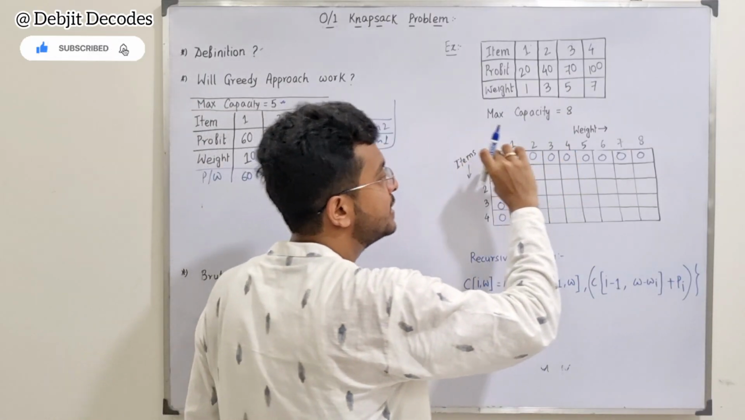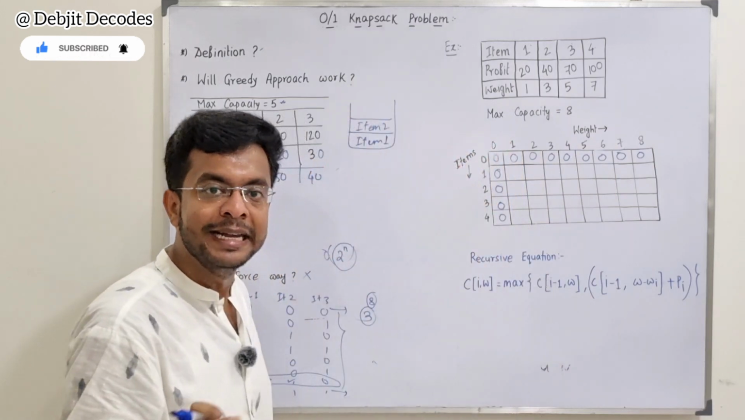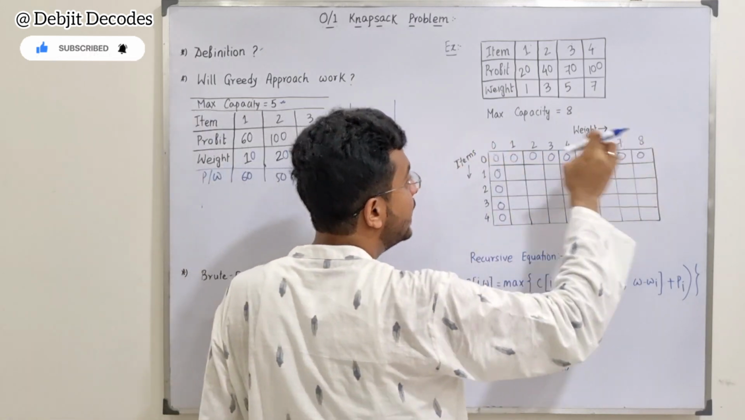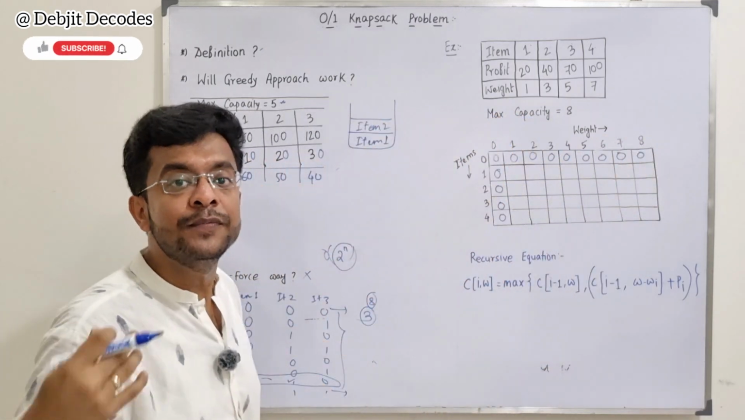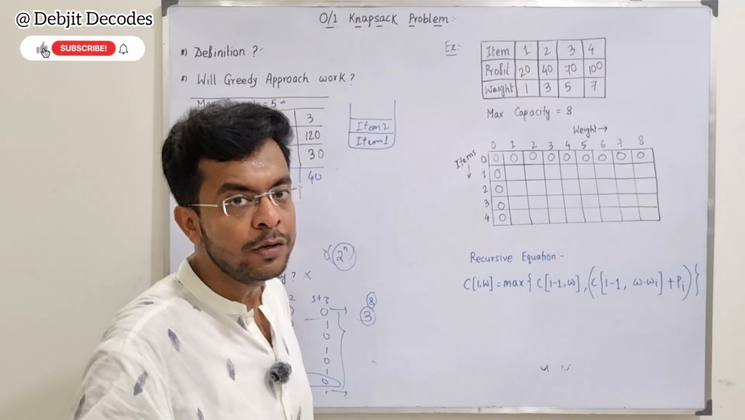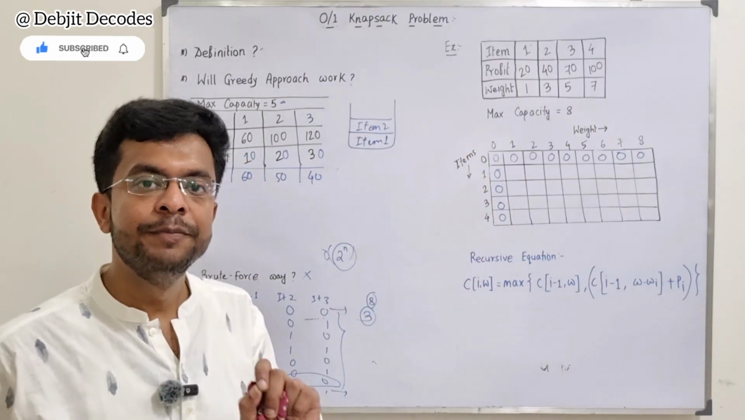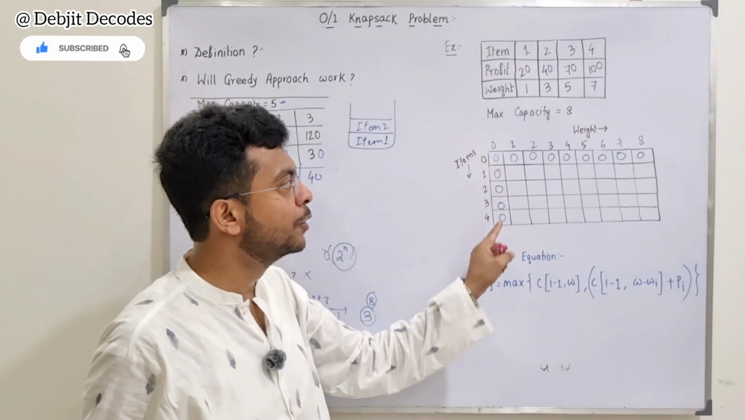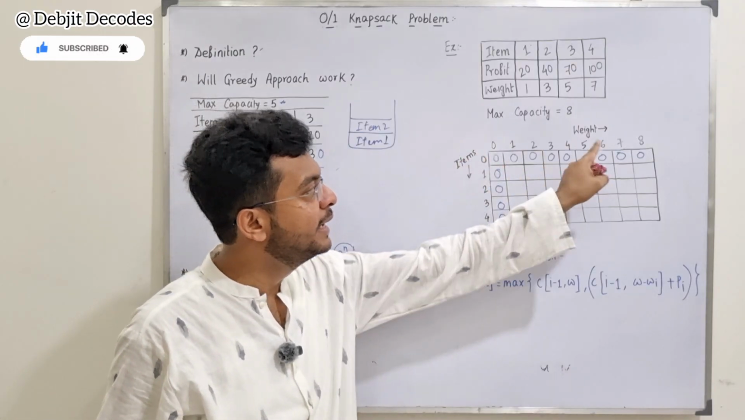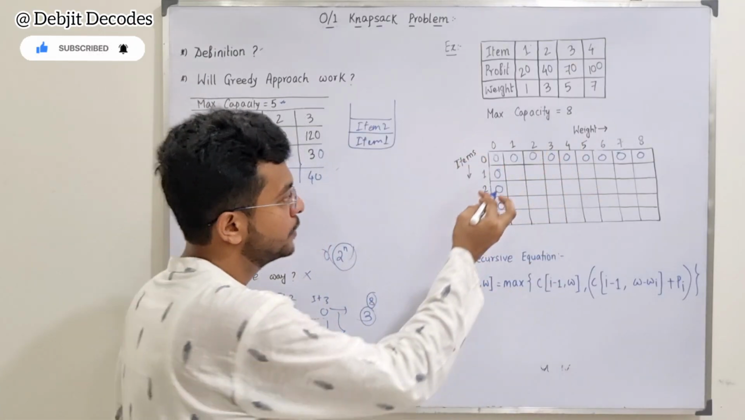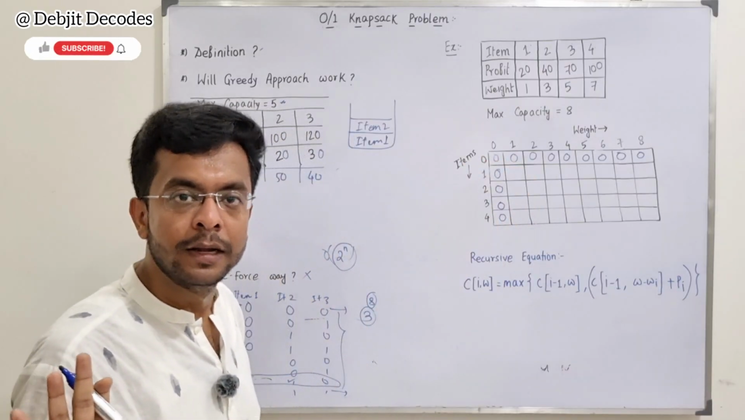That is, the first row is saying if there are no items, in that case there is no concept of profit. The first column is saying if the max capacity is 0, then we cannot put any item. So in that case as well, the profit will be 0, because whatever the cell is indicating, it is indicating the max profit. So it is 0, right?